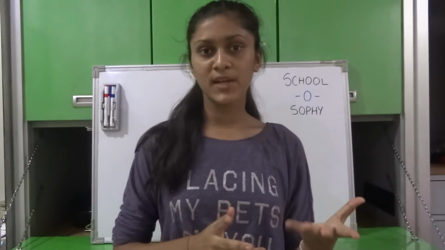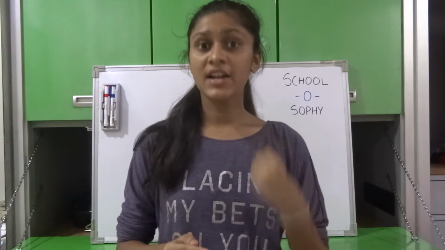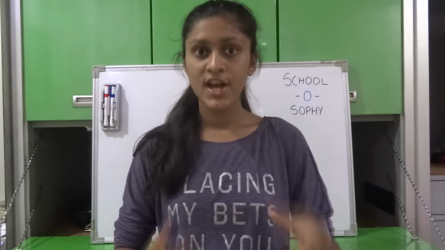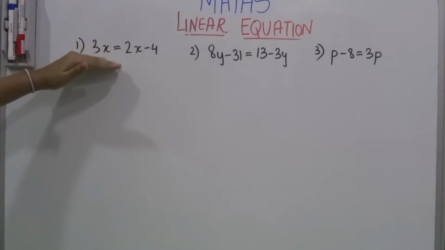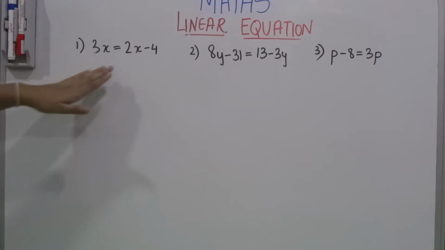So in my previous video, I spoke about the easy examples of linear equations. And today, I'm going to speak about the more difficult examples of linear equations. So let's begin. Till now we saw sums where only one number with the variable was there. Now let's see how to solve sums when there are two numbers with the same variable.